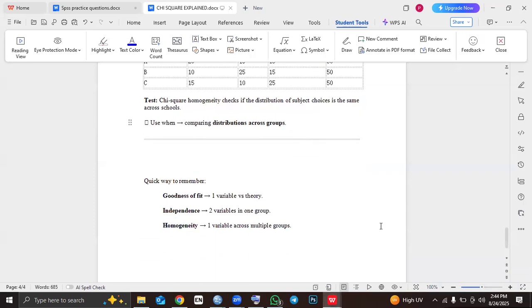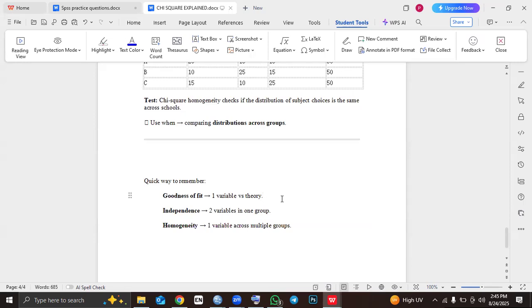So, a quick reminder. The chi-square test of goodness of fit is used when we are trying to compare one variable versus a theory. For example, when you are trying to compare whether a group of people all have a liking to a number of fruits.